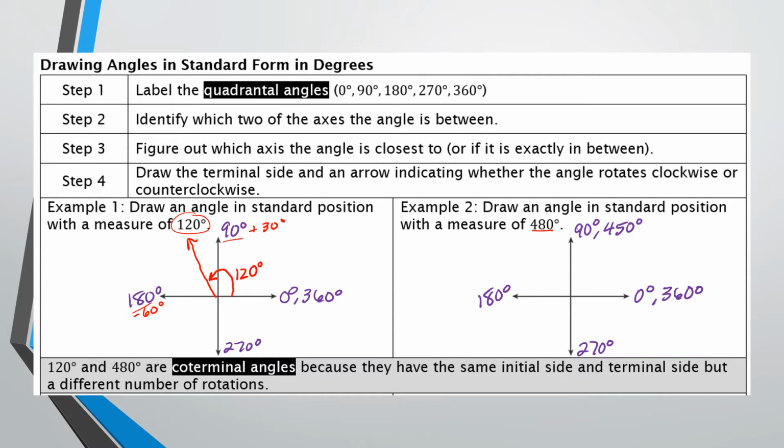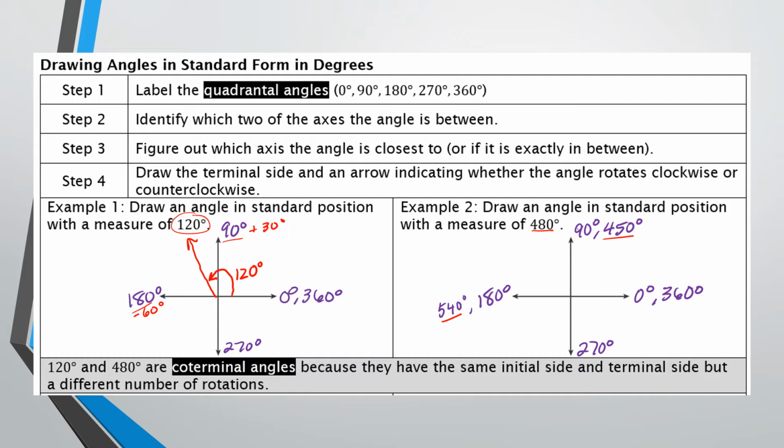That's still not big enough though. And if I add 90 one more time, I get 540, which is now big enough. So now I can tell you that we're going to be in quadrant 2 because 480 is in between 450 and 540.